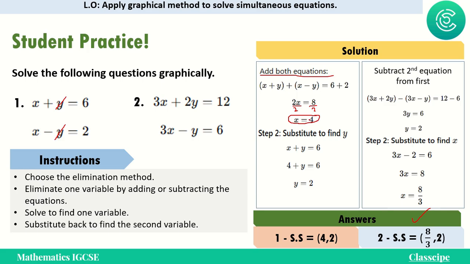Now the value of x will be substituted to find y. Okay, so we will select this equation because y is positive here. So x plus y equals 6, x is 4, 4 plus y equals 6, 4 will come to this side, and the answer will be 6 minus 4, and 6 minus 4 is 2. What is the solution set? 4 and 2.